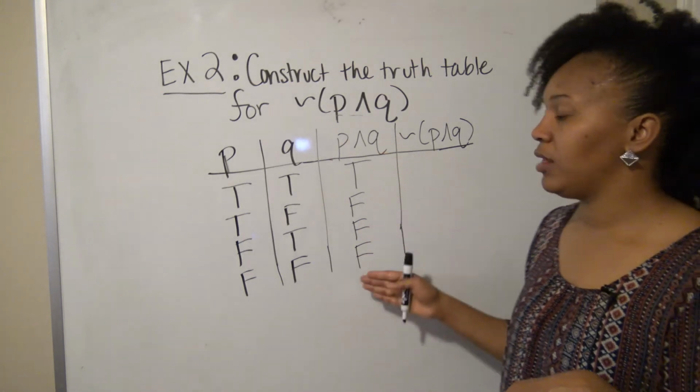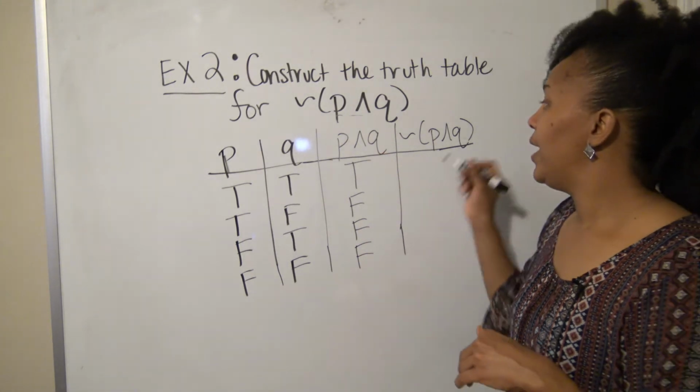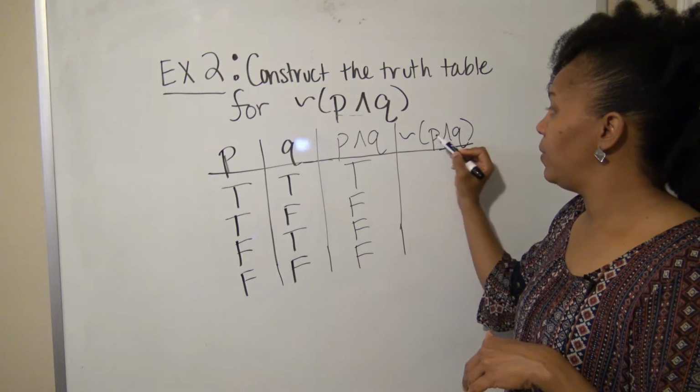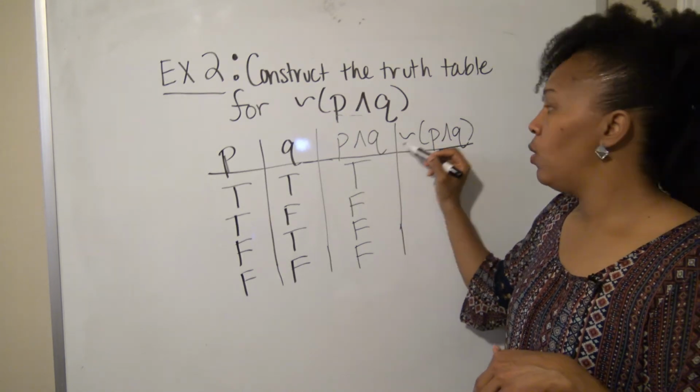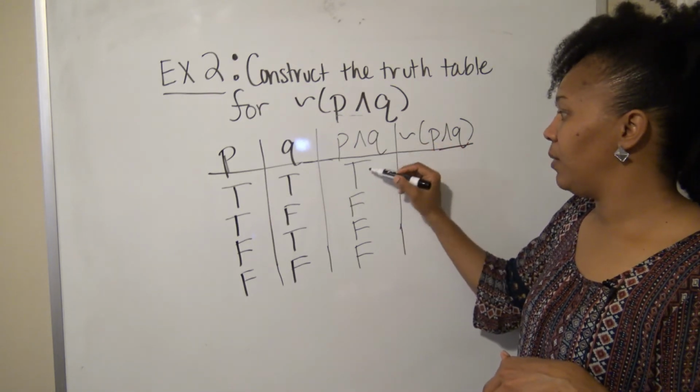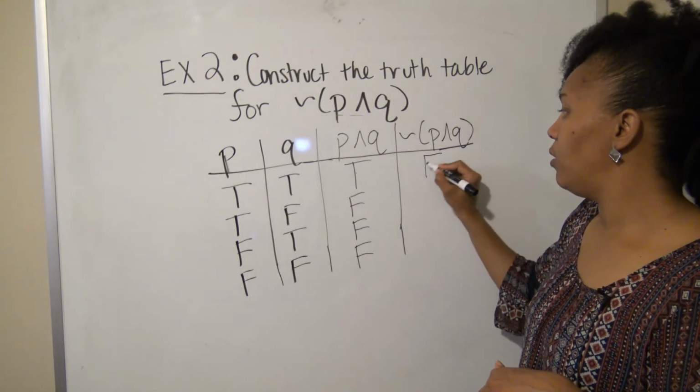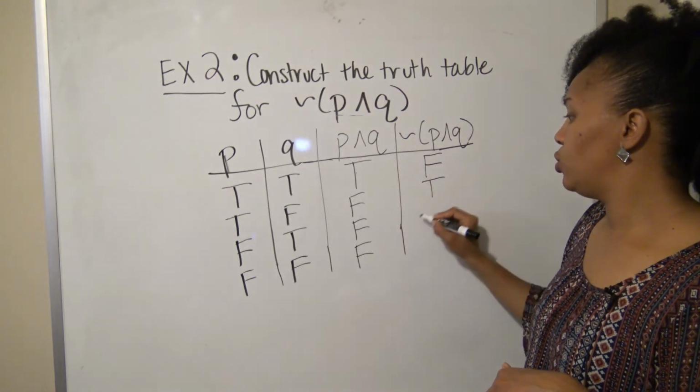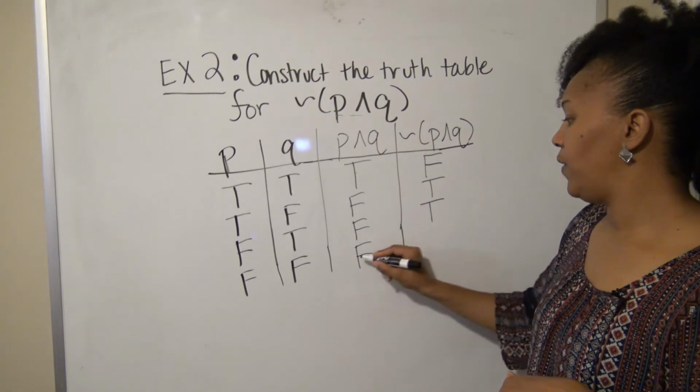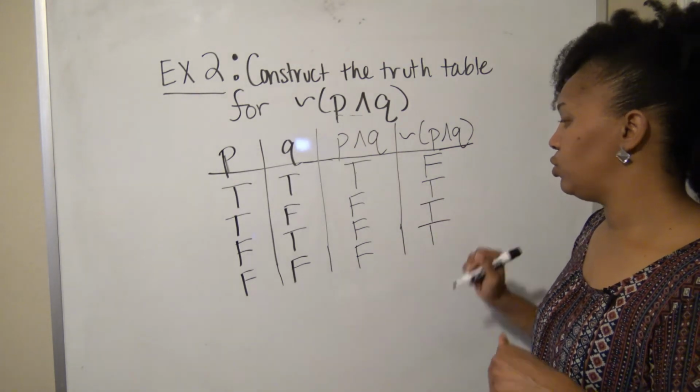So that would be my column for the conjunction P and Q. And then in this last column, I negate the P and Q. So this is the P and Q. Well, now I'm going to negate that statement. If I negate that, that's false. If I negate that, that's true. If I negate that, that's true. And if I negate this last one, that's also true.